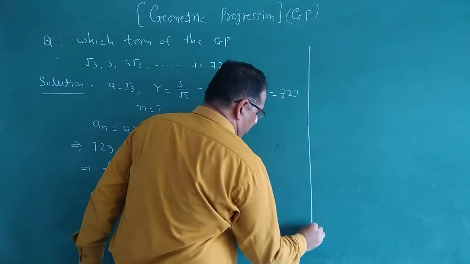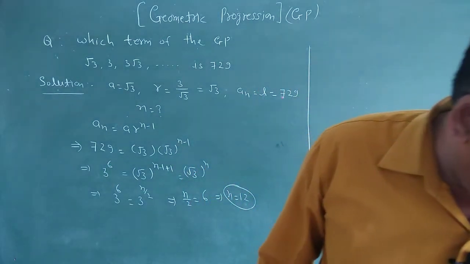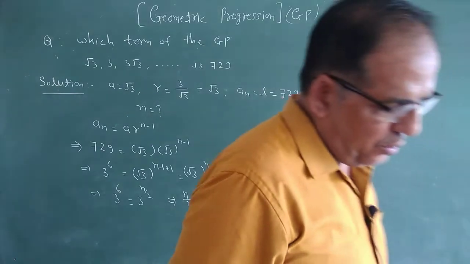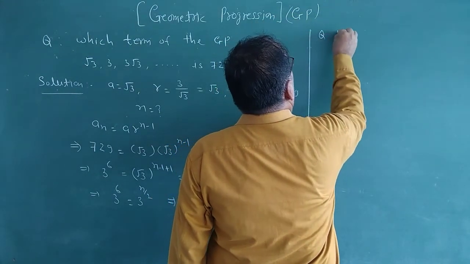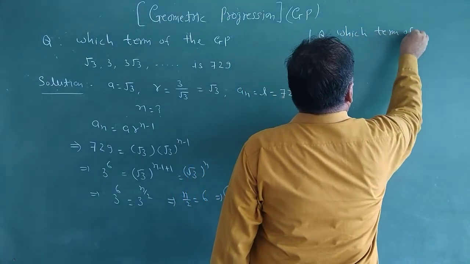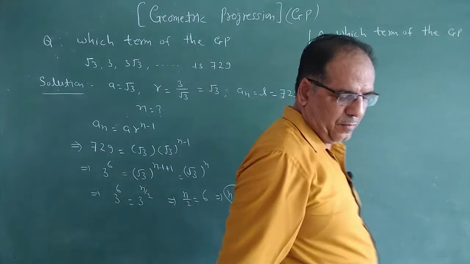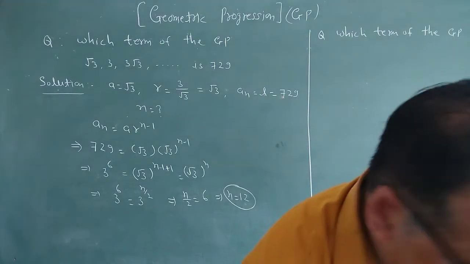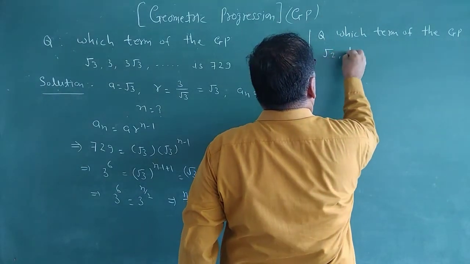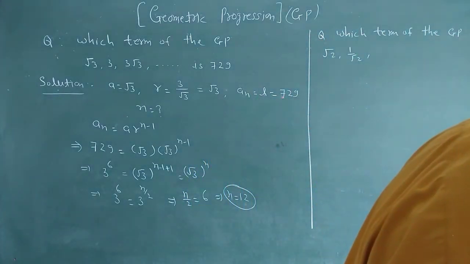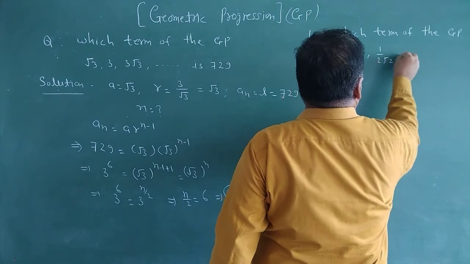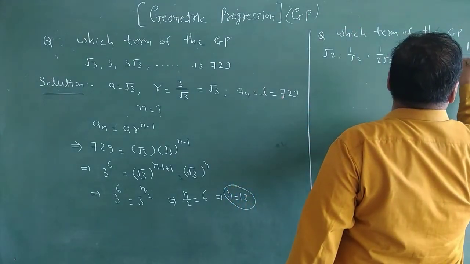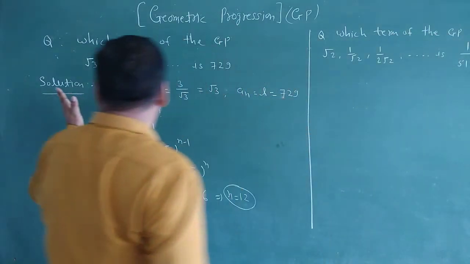Similar, one more question I am taking. Find which term of the GP root 2, 1 upon root 2, 1 upon 2 root 2, and so on, is 1 upon 512 root 2. Okay, so this is a similar question just like this.